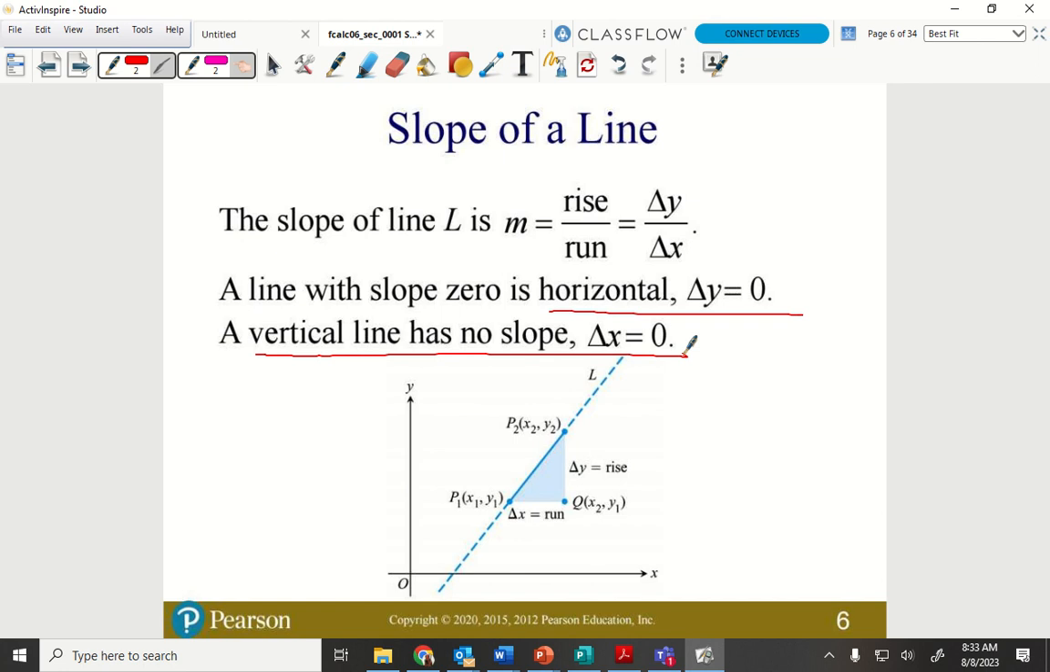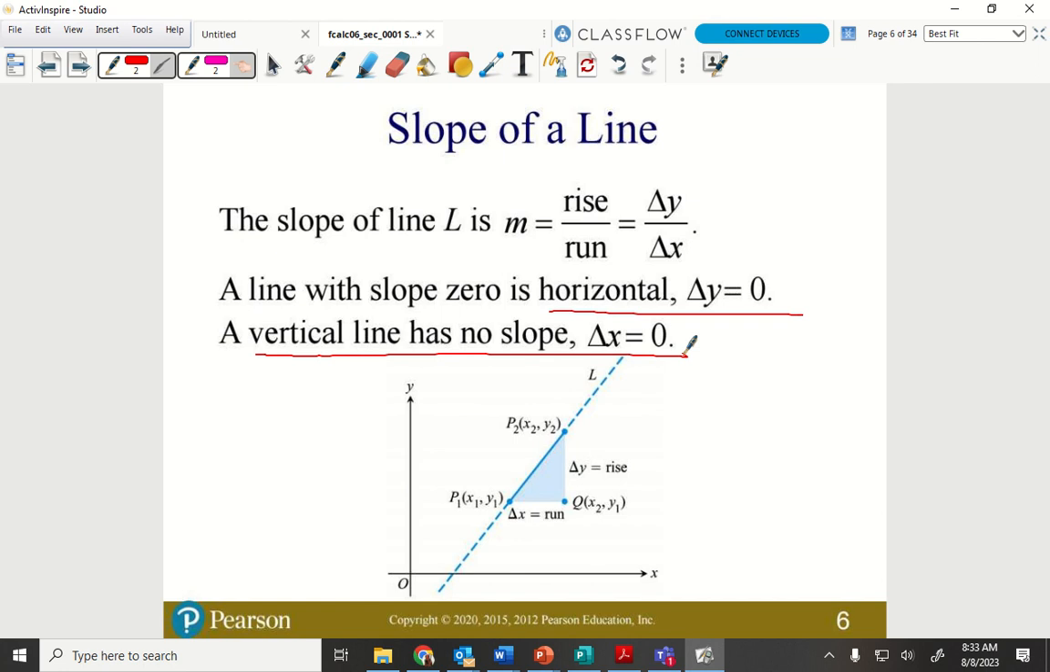But there's a problem with that. Why would it be a problem to have delta x be 0? Think about it. Think about your fraction. It's undefined. Very good. Give yourself a high five. It is undefined. You cannot divide by 0. 0 in the denominator of a fraction is undefined.